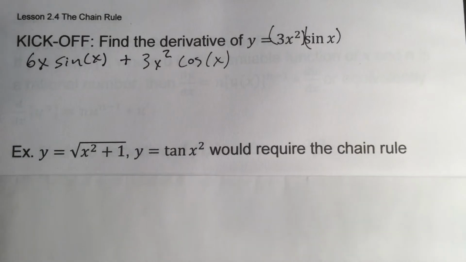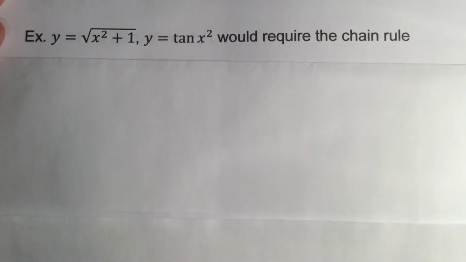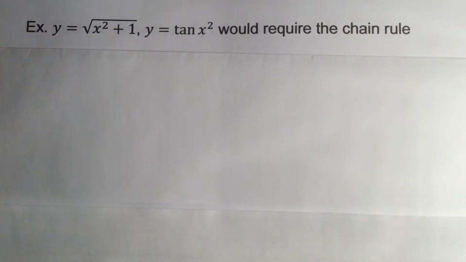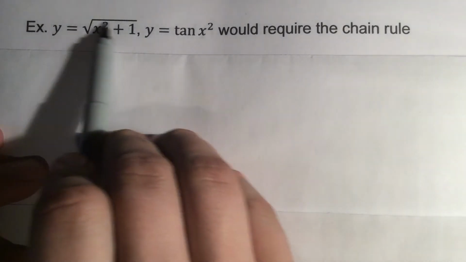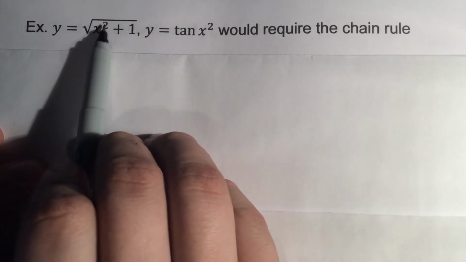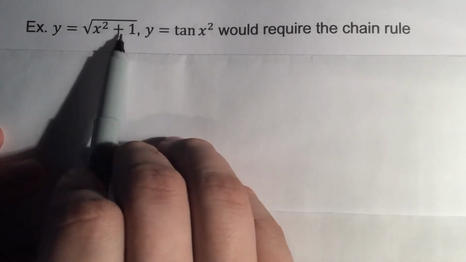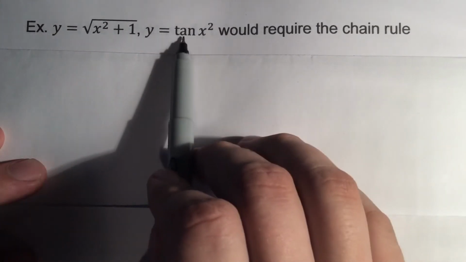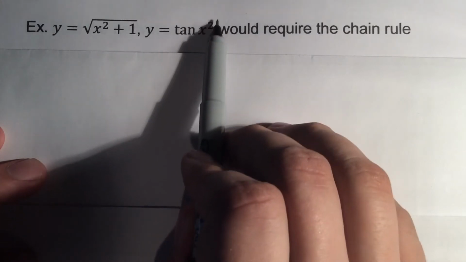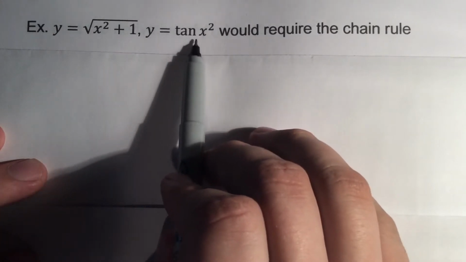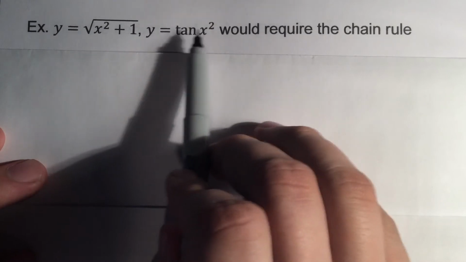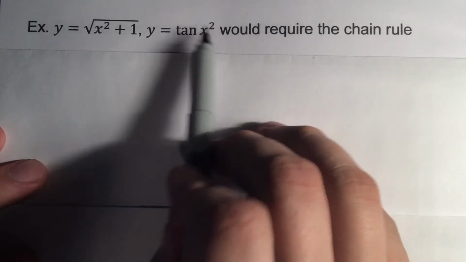All right. Now, where chain rule is going to come in is when we have a function inside of a function. So like here, we have the square root, which is one function, and then inside we have x squared plus 1, another function. Here we have tangent. Normally it's just tangent of a value. Well, now our value is x squared, which makes it another function. So tangent of x squared, we have a function inside of a function.